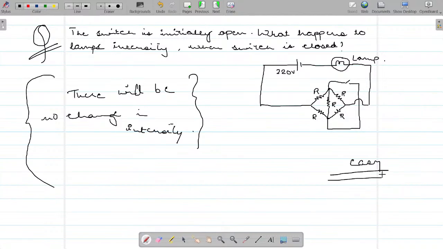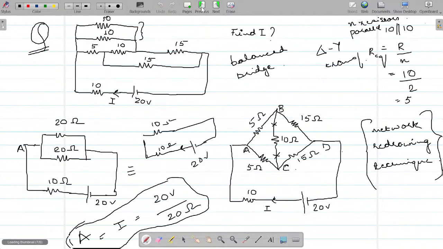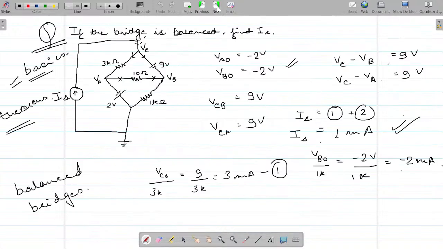Do you have any doubts as of now? Okay, so far we have done all the questions based on what? We have done 4 questions as of now, all based on balanced bridges.